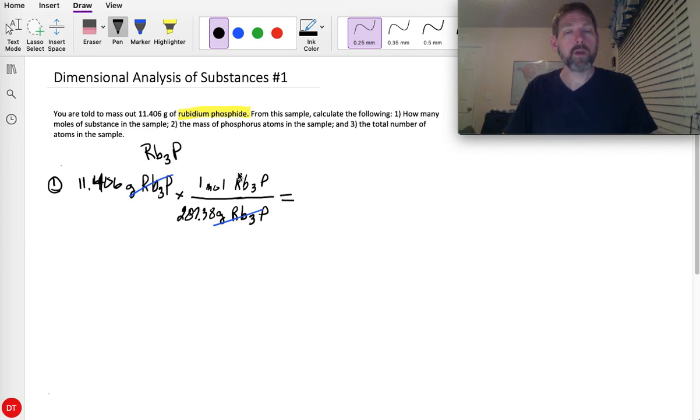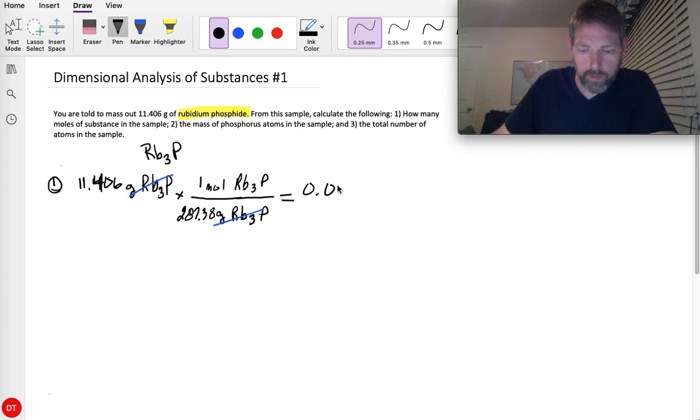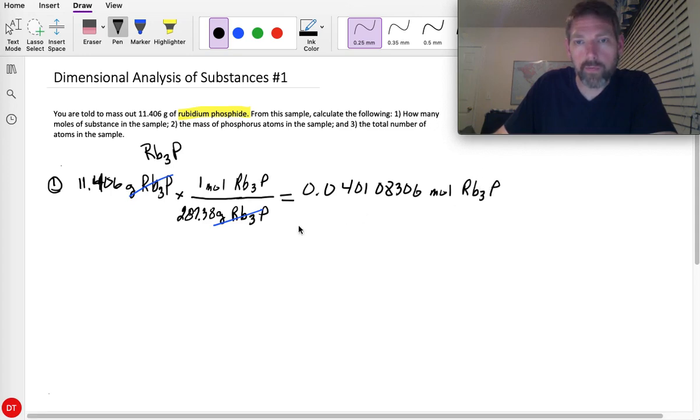multiply all your fractions together. So you have 11.406, and I'm going to divide that by 287.38. And then what we get is 0.0401083306. We got a lot of numbers. All right, so that just gives us moles of this particular substance, the rubidium phosphide.